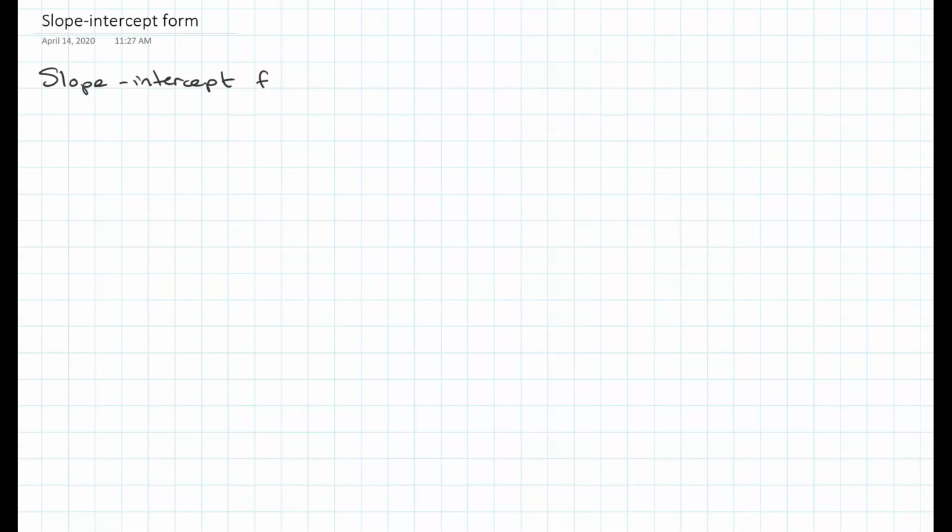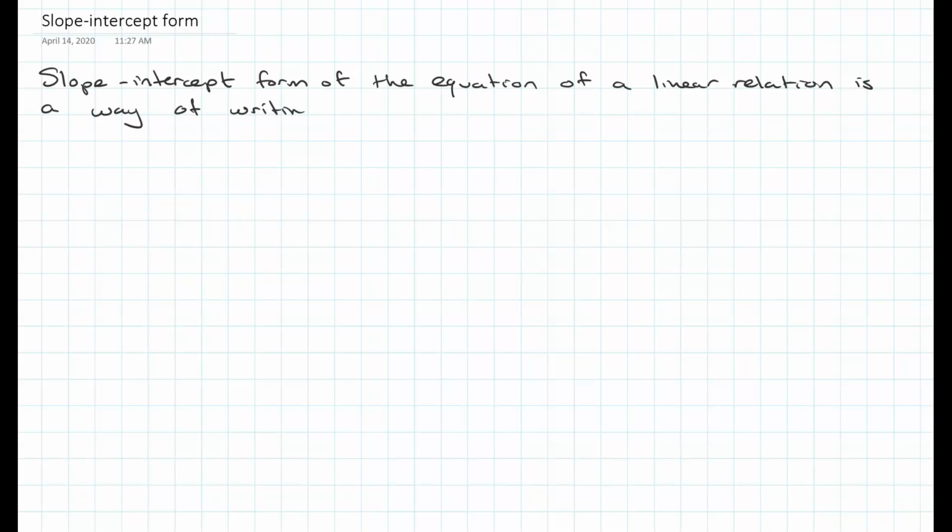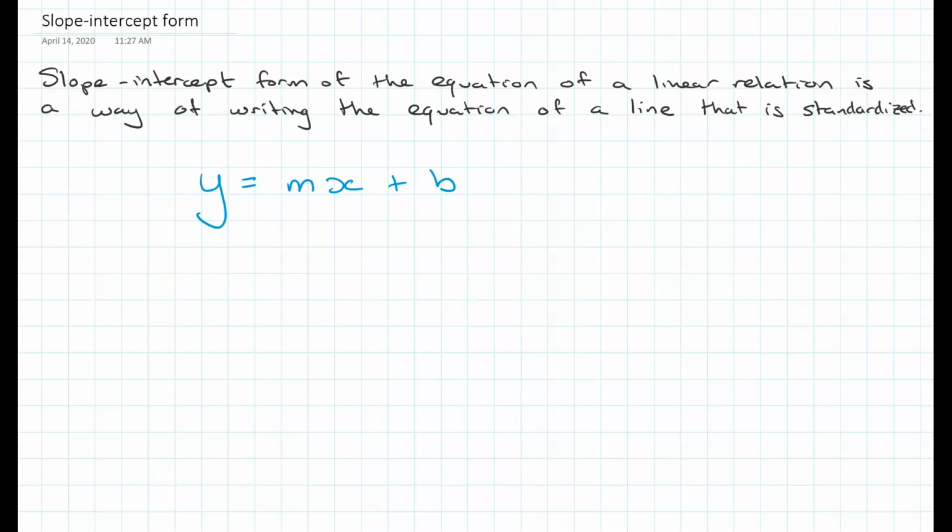Slope-intercept form, which is a really fancy way of saying the way we write the equation of a linear relation. And we want to write it in a way that is standardized or consistent so people can identify. Okay. And that form is y equals mx plus b, where m is the slope of the line and b is the y-intercept of the line. Hence why it's called slope-intercept form.